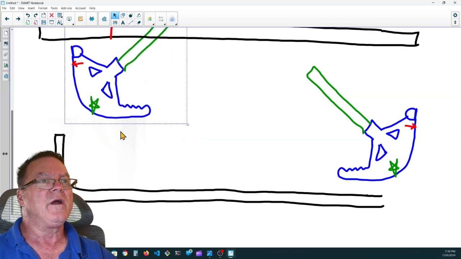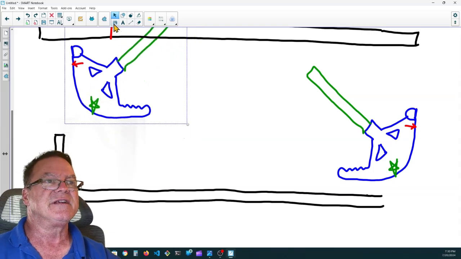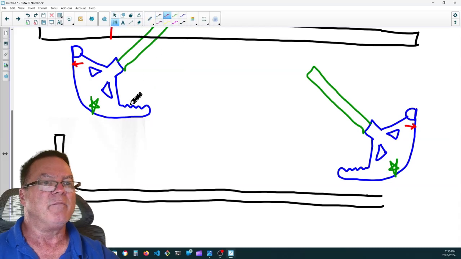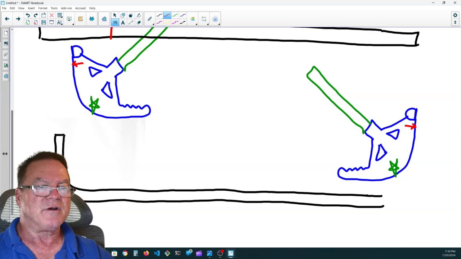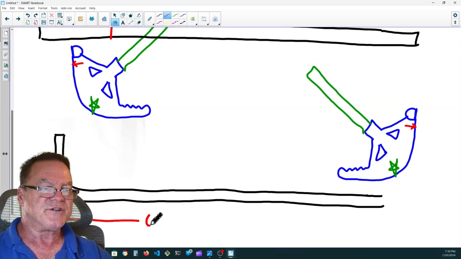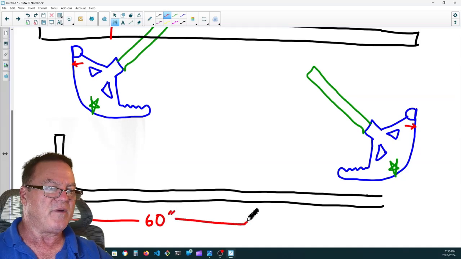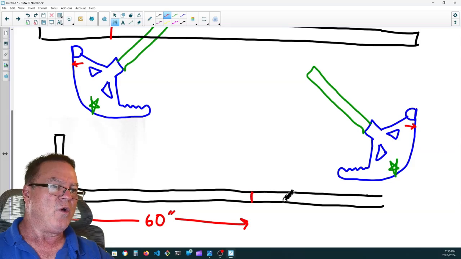Now we want, I guess they said, a 60-inch back to back. So we're going to measure from the back of this 90. You can put a straight edge, you can put it up against a wall, whatever you need to do. We'll measure 60 inches, and we're going to put a mark on this pipe, 60 inches. I'm going to put it right there.